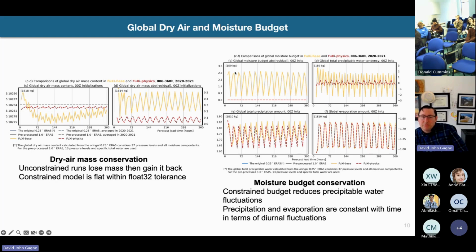And then we are also able to fix our global moisture budget and reduce the residuals on that. And with precipitation, we keep the precipitation in balance around a fixed amount rather than having the global precipitation drift over time.